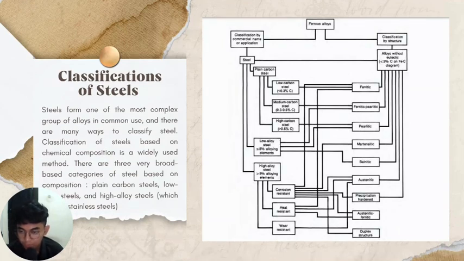And next is the finishing method. The surface of steel product is influenced by the finishing method in mill production. Finishing is by either hot rolling or cold rolling.